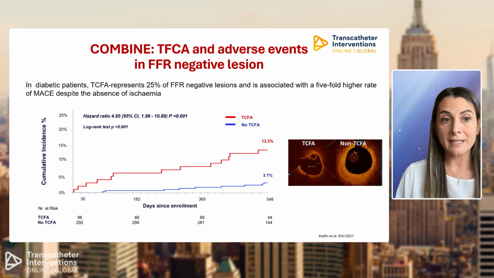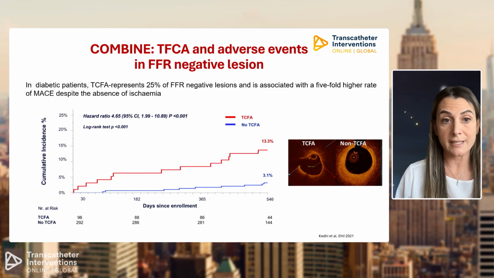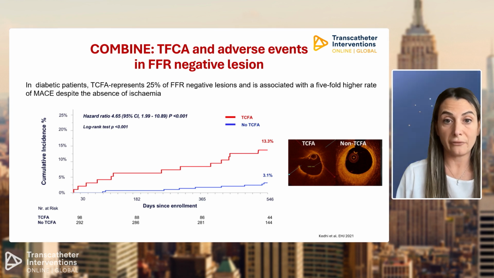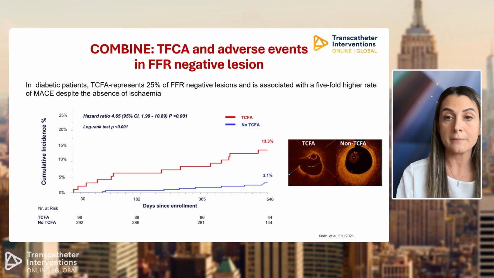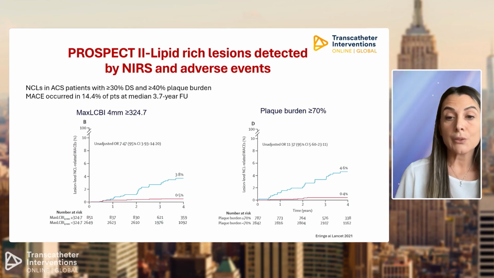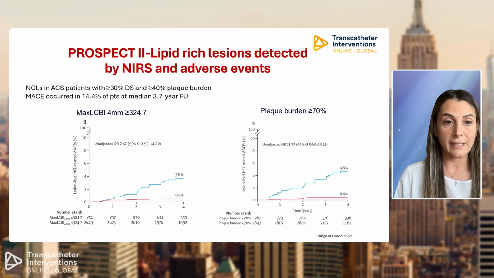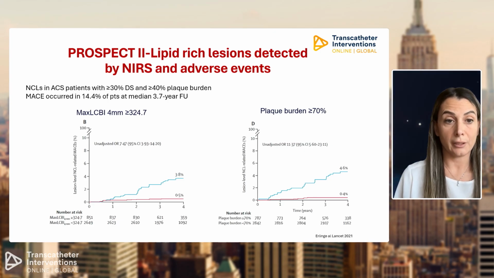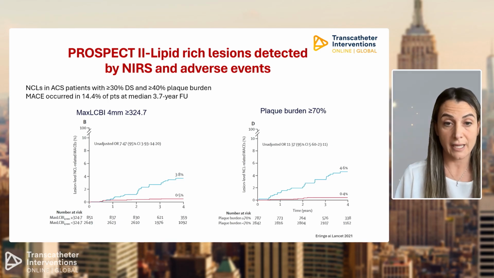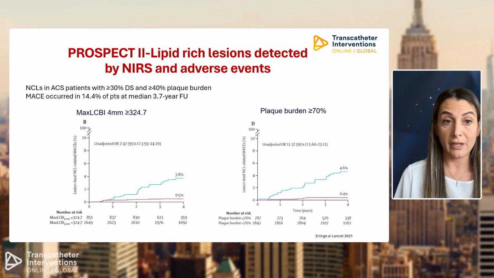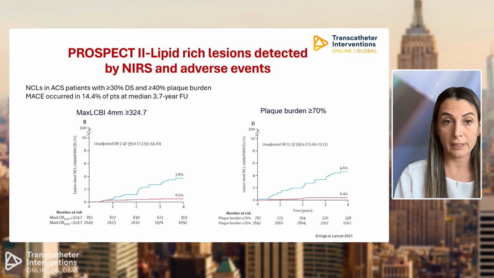We learned from the Combined trial in diabetic patients that despite these lesions being not responsible for ischemia, the presence of a thin cap fibroatheroma was associated with a 5-fold higher rate of MACE. And we also learned from the Prospect 2 trial that the presence of a high lipid core burden index, as well as a high plaque burden, more than 70%, was associated with a very high risk of MACE at 4-year follow-up.